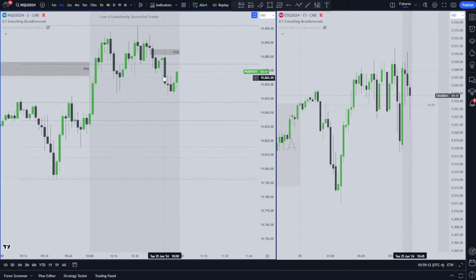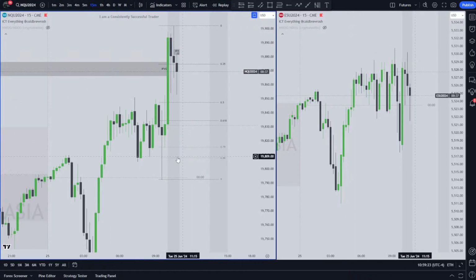Nah, I want it to. Oi, this would be good now. If it gives another sweep, I don't want it to go higher. Don't. Because essentially, I'll have to miss out on this trade.